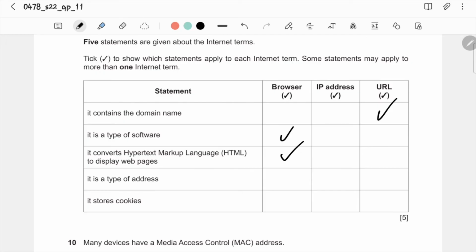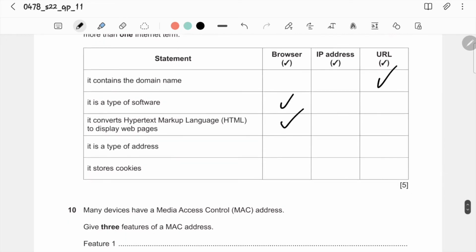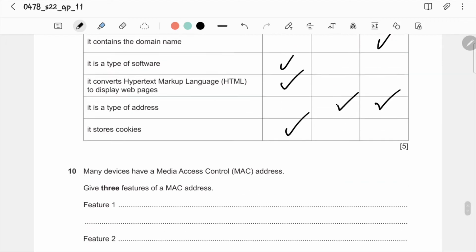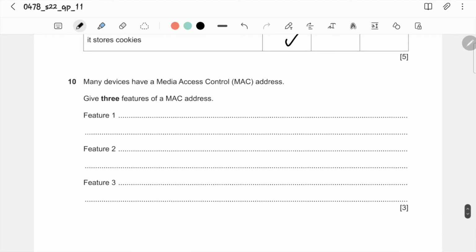They're just the address of the browser. Is a type of address. I said type of address. Both of these addresses. URL is the address of a browser. Okay, it stores cookies. Only browsers store cookies. As I said previously, it is a software. It stores cookies, so on and so forth. So that makes that the answer.